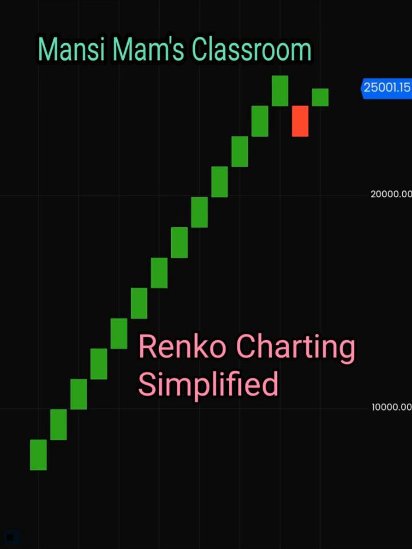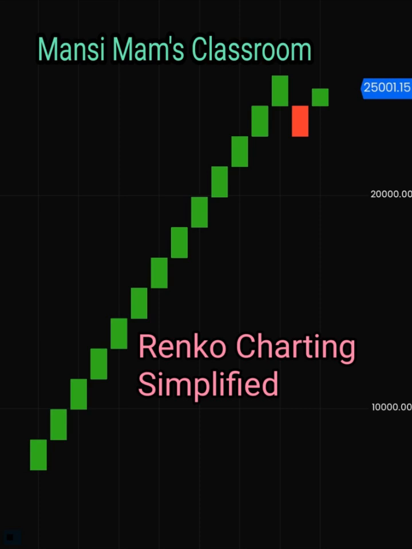Precisely. So how do these bricks actually get drawn? Well, a bullish brick, that's an up-moving one, gets drawn when the price goes up by exactly that brick size you set. Okay. And a bearish brick, a down one, forms when the price drops by that same fixed amount. And they're always the same size. Always uniform in size, yeah. And usually they're colored or filled differently.